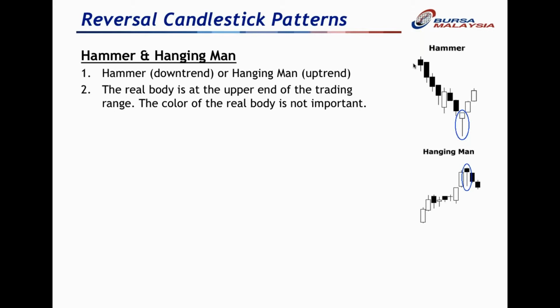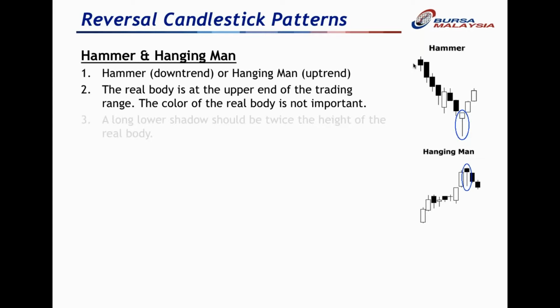Now how to construct a hammer: we see that the real body is at the upper end of the trading range. The color of the real body is not important. The long lower shadow should be twice the height of the real body.